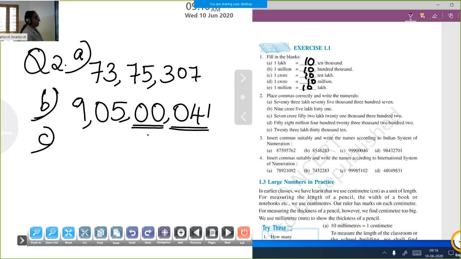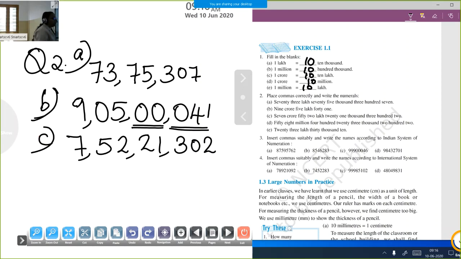Then C part, 7 crore 52 lakhs 21,302. 7 crore. Teacher is writing 7 crore. Next lakhs place, that is 52 lakhs. Correct. Teacher wrote 52 lakhs. Then 21,000. Okay, teacher wrote 21,000. Then 302. You have to see, okay, teacher is copying down the question proper or not.